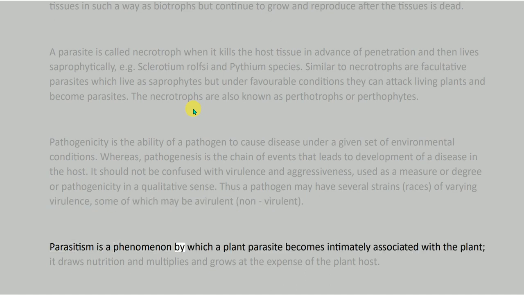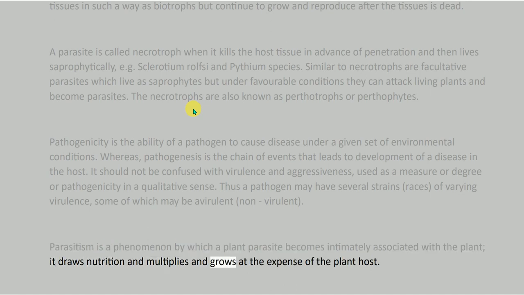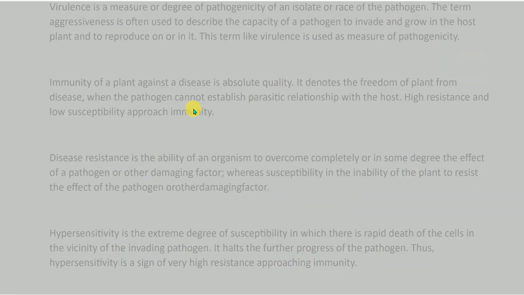Parasitism is a phenomenon by which a plant parasite becomes intimately associated with the plant, draws nutrition, and multiplies and grows at the expense of the plant host. Virulence is a measure or degree of pathogenicity of an isolate or race of the pathogen.